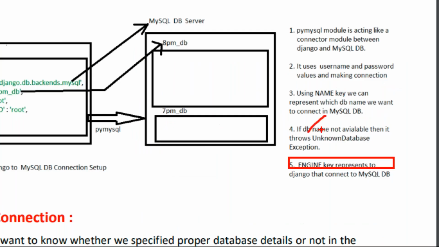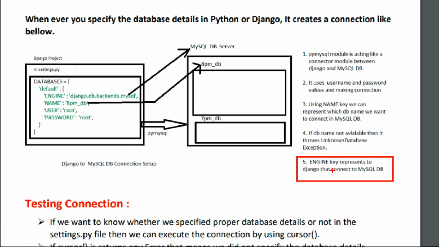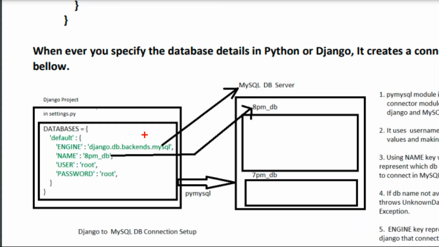If the database name is not available, it throws an error like unknown database. If available, it connects to that. Next, the engine attribute represents connecting to MySQL DB, and all the Django model code is converted into SQL code format, MySQL SQL code format. All this information is given here.